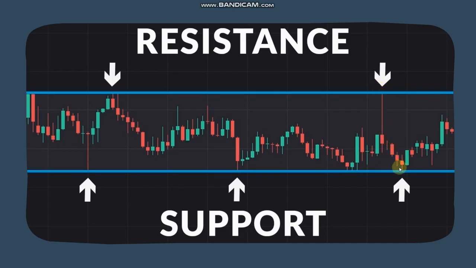And again, when the market touched this particular price zone, buyers gave support and the market started going up again. So this particular price zone above is called the resistance, and this particular price zone below is called the support.